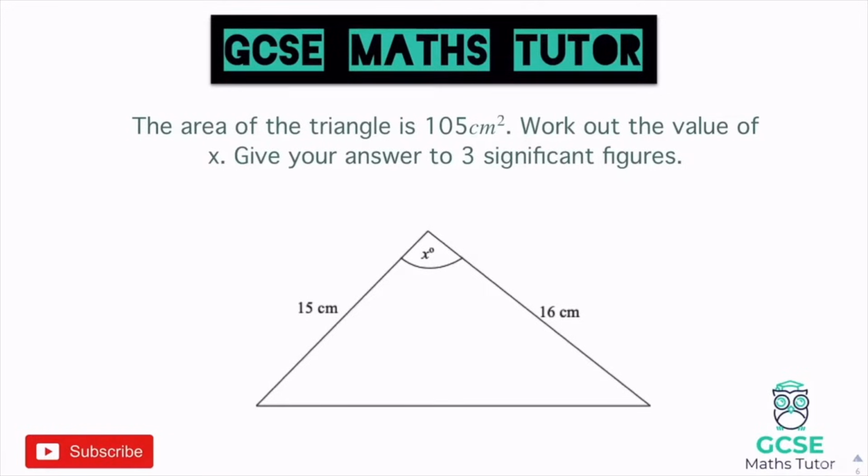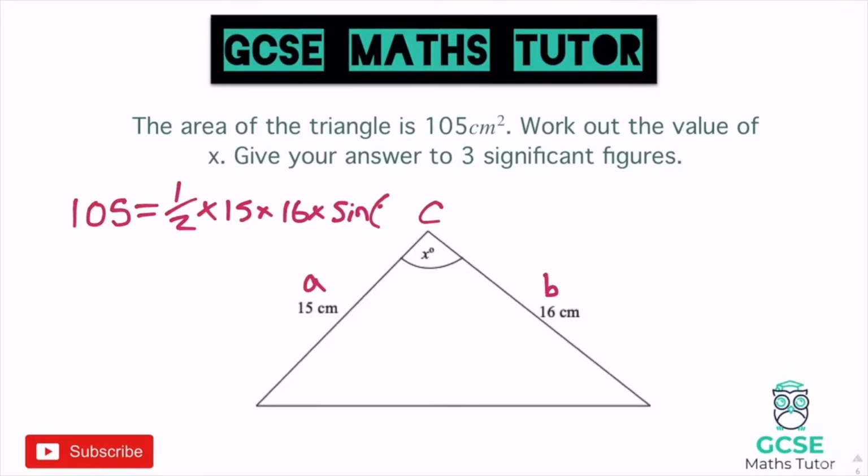So if we plug these all into the formula again, we've got area equals, so 105 equals half AB sine C. Let's just call that C, and then we've got our A and B here. So it's a half times 15 times 16 times the sine C, and in this case that is x, so sine x.